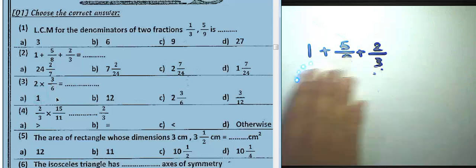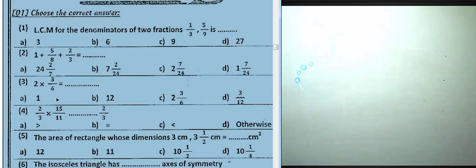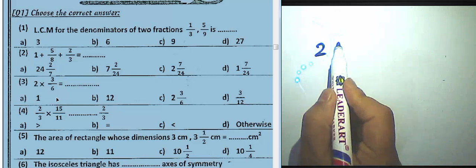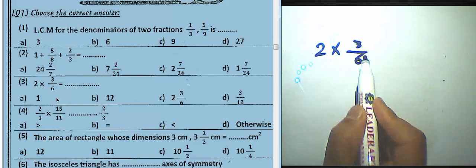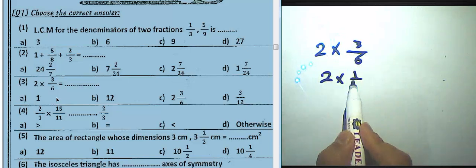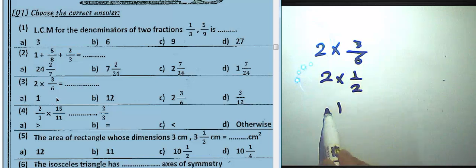2 multiplication 3 over 6. We know 3 over 6 equal half. 2 multiplication 3 over 6 means 2 multiplication by half. 2 times half equal 1. Choose letter A.